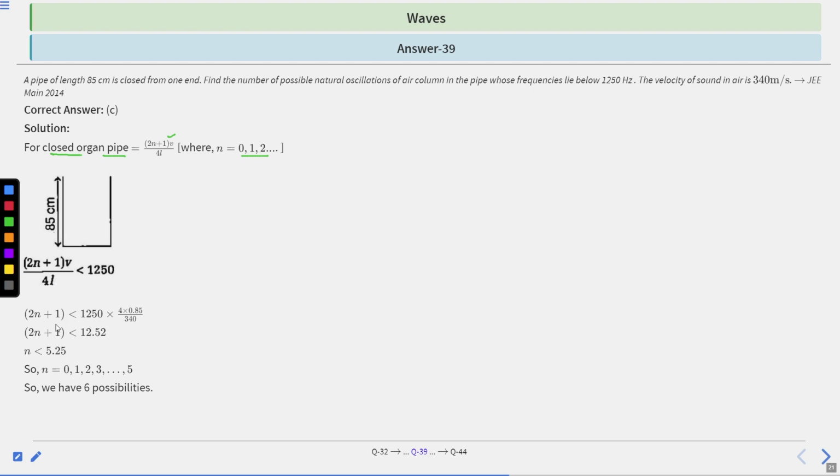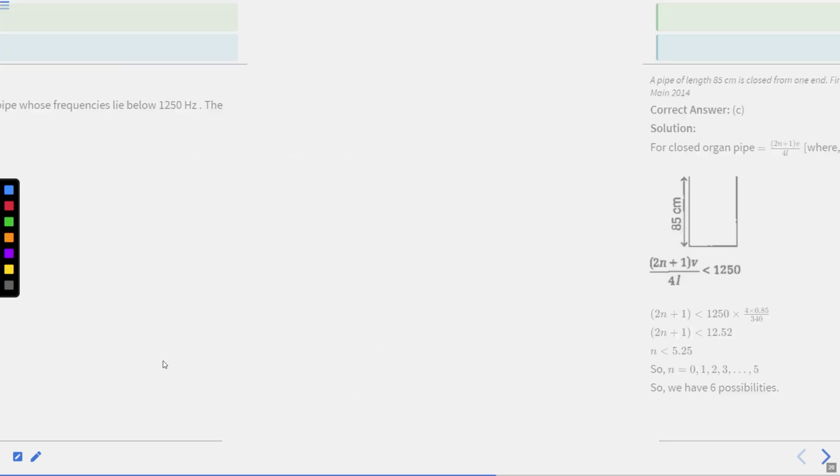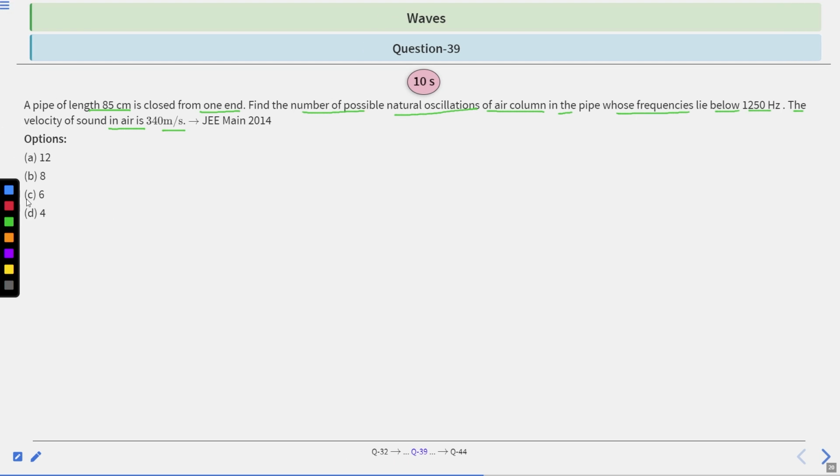So 2n plus 1 is less than 1250 multiplied by 4 times 0.85 divided by 340, which is given in the question. Solving this term, you will get n less than 5.25, where n equals 0, 1, 2, 3, 4, 5. So we have 6 possibilities. Clear? We have 6 possibilities. So the correct answer is 6.